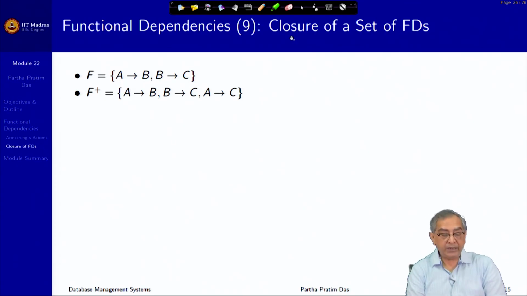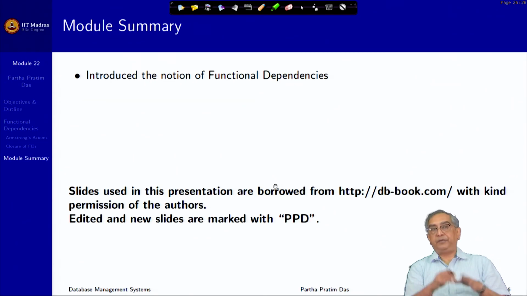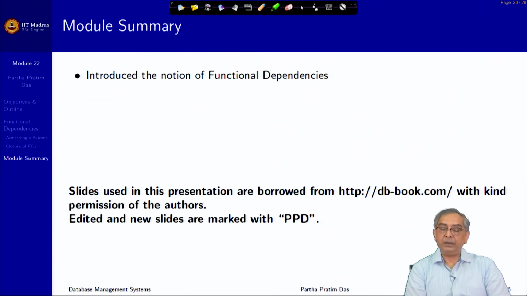So, this is just a simple example. F is A determines B and B determines C. So, for F plus I can use transitivity. A determines B and B determines C, so I have A determines C also, and you can see no other rule can be applied on this further. So, F plus, or the closure of this F, is A determines B, B determines C, A determines C. We will have bigger examples in the next module, and we will also talk about how to compute this subsequently.